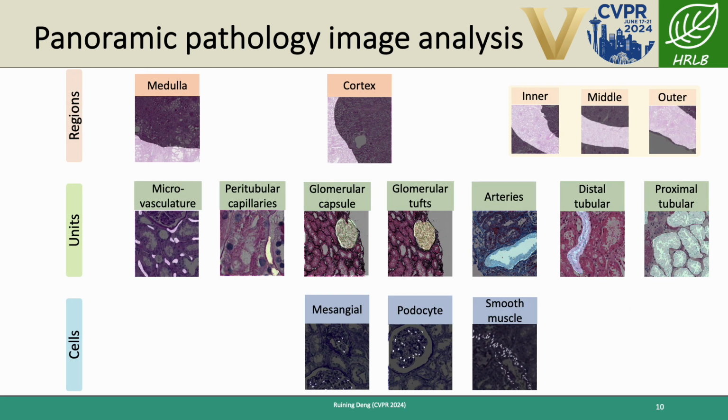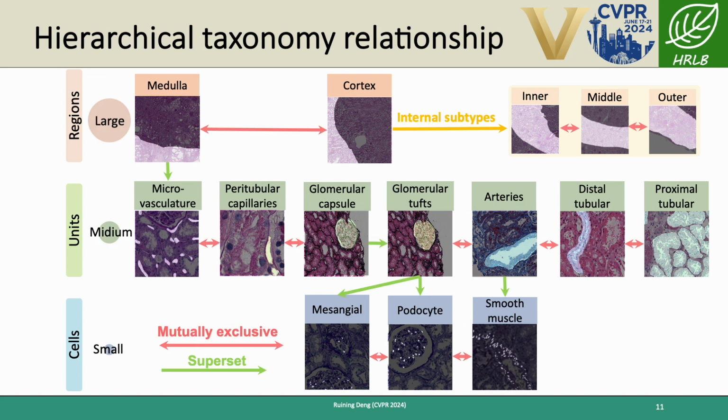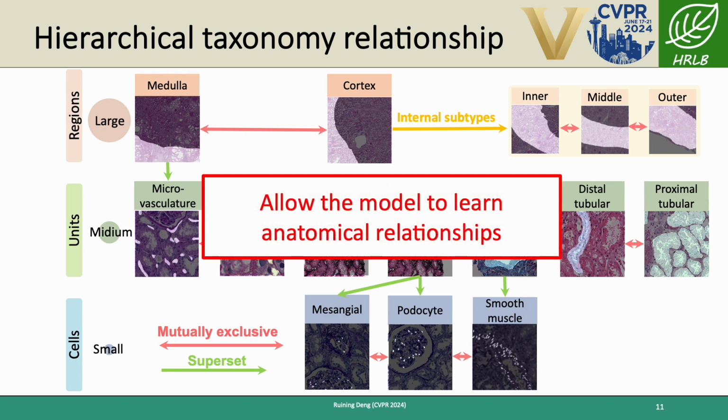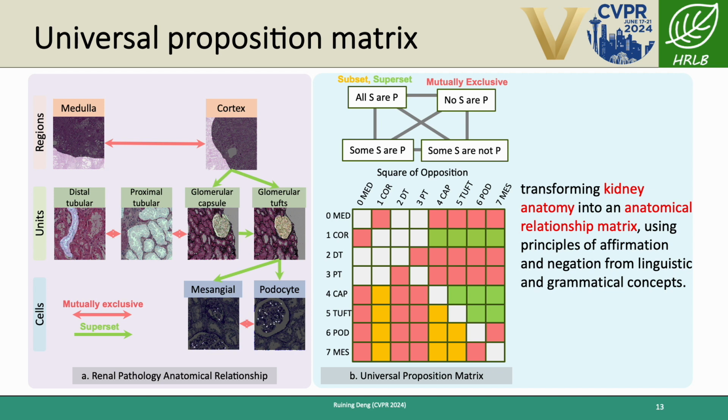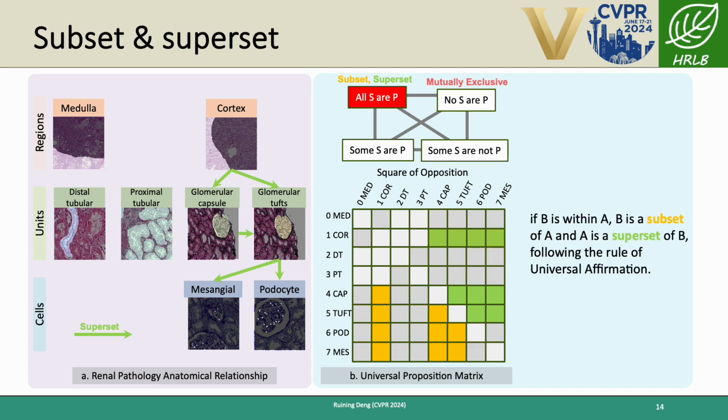Therefore, for panoramic pathological segmentation, if we can incorporate this clinical guidance from taxonomy relationship into model training, the model performance can be improved by involving more clinical knowledge. According to this motivation, we introduce our universal proposition learning, which translates kidney anatomy into an anatomical relationship matrix that is plug-and-play and adaptable, modeling the spatial relationship among different objects.